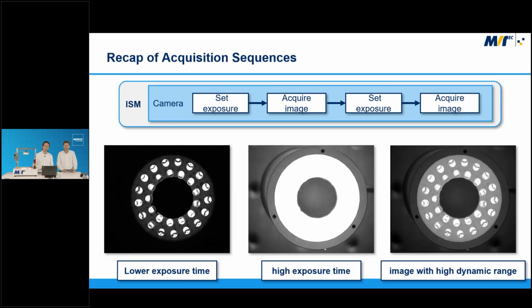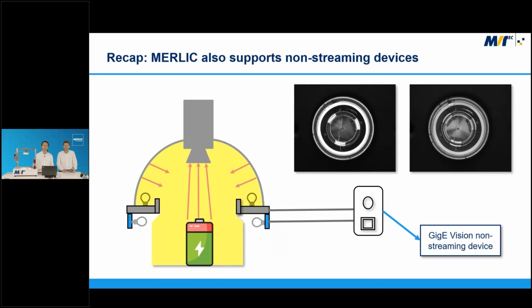Besides, acquisition sequences can also synchronize different devices. And in the MERLIC 5.4 webinar, we also showed you these possibilities. We can configure a light controller to synchronize different illuminations and the camera. In this case, illumination 1, the dome illumination, is on. We get an image under this light condition. After that, the dark field illumination is on, and we get an image under this dark field illumination. In this way, we can observe our object under different conditions.